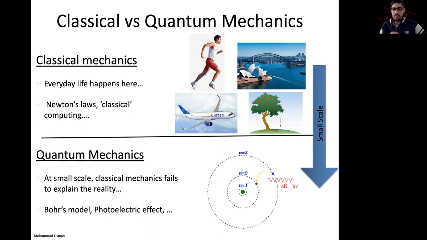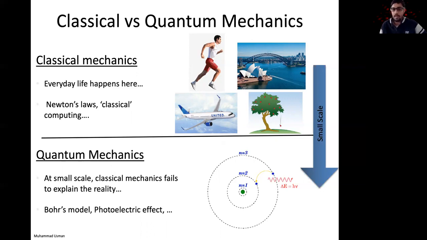At the very small scale, where you are looking at electrons and their properties in orbitals, you probably remember the famous Bohr's atomic model from high school physics, which basically says that electrons can only be in discrete energy levels. And in order to go from one energy level to another, you need a certain amount of energy. That cannot be explained by classical mechanics.